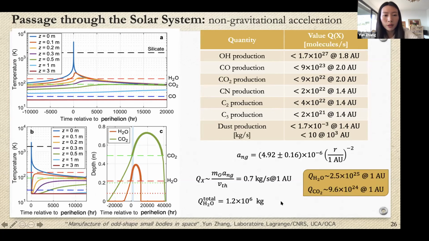If we account for the total amount of water sublimation needed to explain the non-gravitational acceleration, we require an amount like this, which is smaller than 1% of Oumuamua's assumed mass. So in this way, the water is sufficient to account for its non-gravitational acceleration.